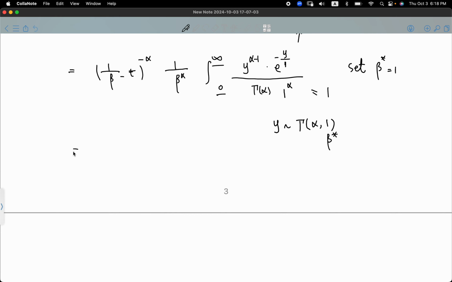And let's just complete. We have 1 over beta minus a t, negative 1, and then beta raised to the power of negative alpha. And then we can also group them together, resulting in, so beta over beta is 1, and then beta multiplied by t, raised to the power of negative alpha. And this is the moment generating function for a gamma random variable.